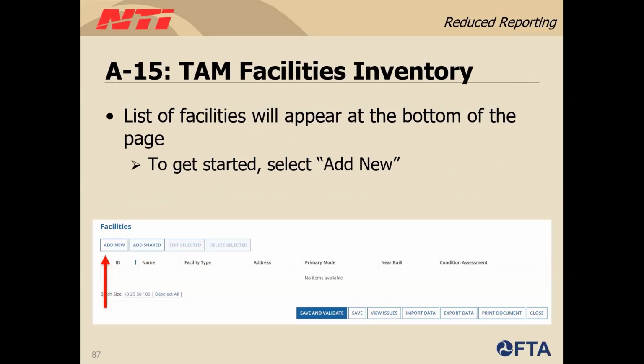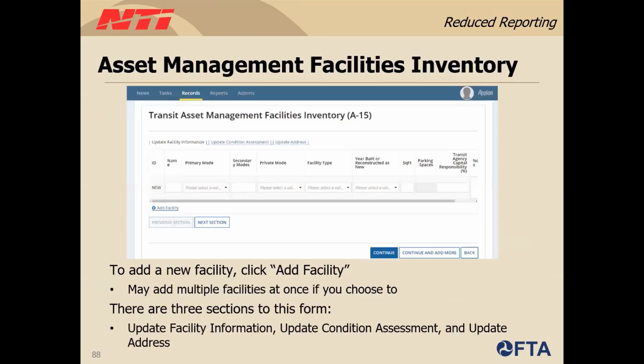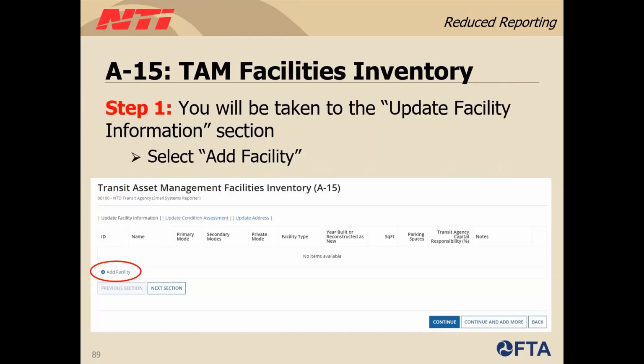When adding a new facility to the A15 form, you will need to complete all required fields, which we will review. To get started, click Add New. There will be 3 sections to fill out for each facility: facility information, condition assessment, and address. Clicking Add New will first bring you to the Update Facility Information section, where you will click on Add Facility.